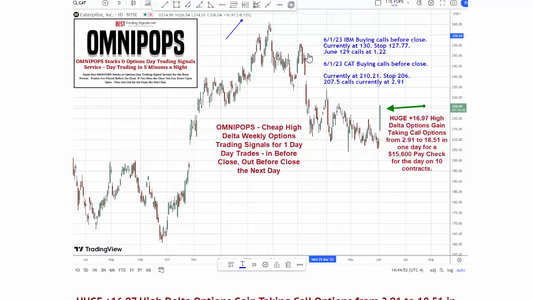And so we have a system based on the past to give us high probability opportunities into the future, right? So it's a fun game. So we have these options, bottom at 2.91. By the close of the next day, they were 16.97. So if you had 10 contracts, that would be $16,970. So a $15,800 paycheck on 10 contracts.